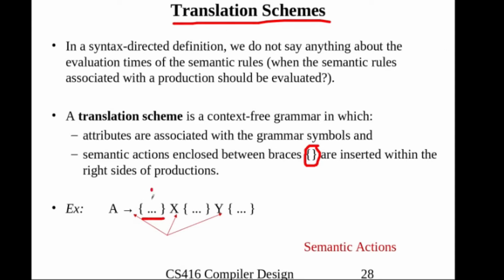So if we place rules here, this is one rule, this is another rule, and this is the third rule associated with this production. We need to evaluate the first semantic rule before reaching X, we need to evaluate the second rule before reaching Y, and we need to evaluate the third rule at the end of the production, when we have reached Y. That is the meaning of the position. This is the way translation schemes are defined.